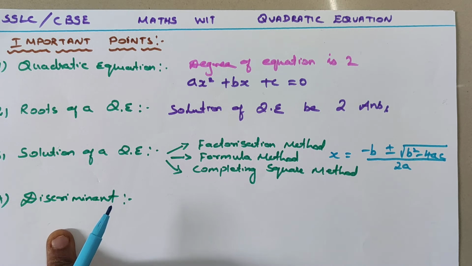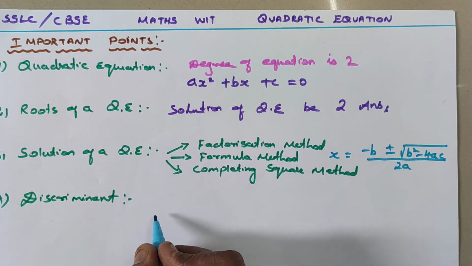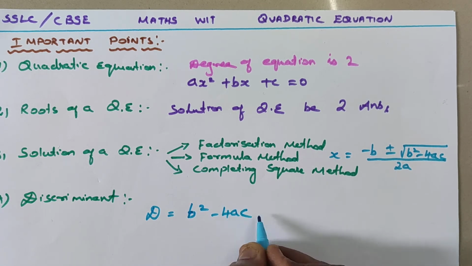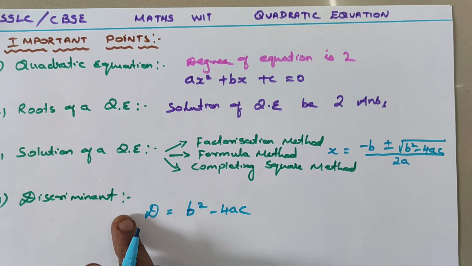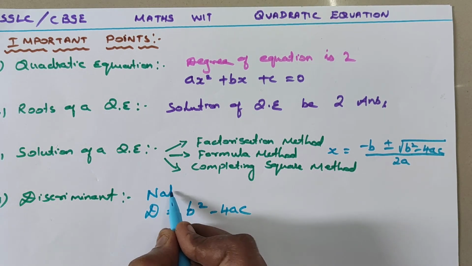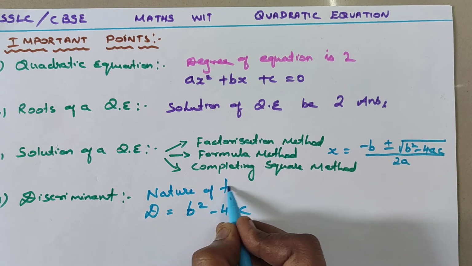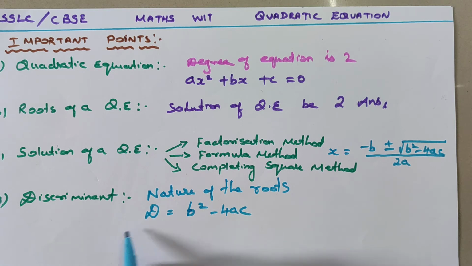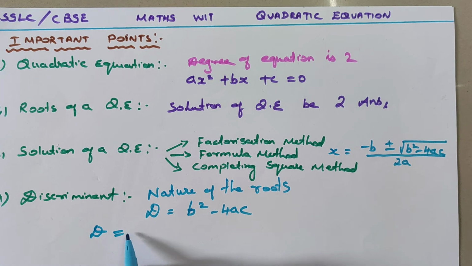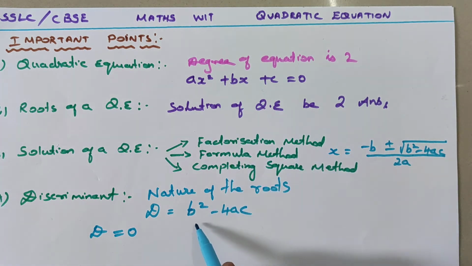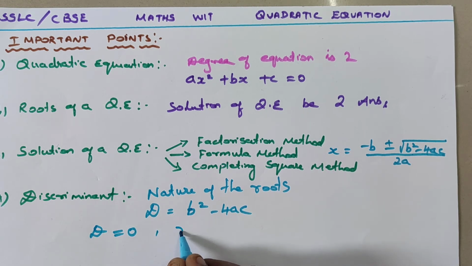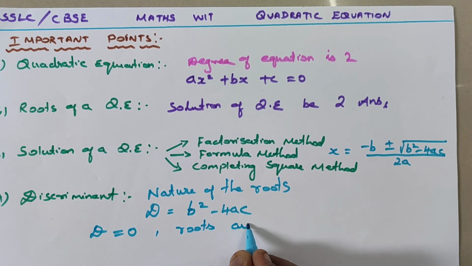Then comes the discriminant. What do you mean by discriminant? The discriminant formula is d is equal to b square minus 4ac. This is the formula for the discriminant. Discriminant is nothing but the nature of the roots. If d, that is the discriminant, is equal to 0, that is, after substituting the values in b square minus 4ac the answer is 0, then the roots are equal.